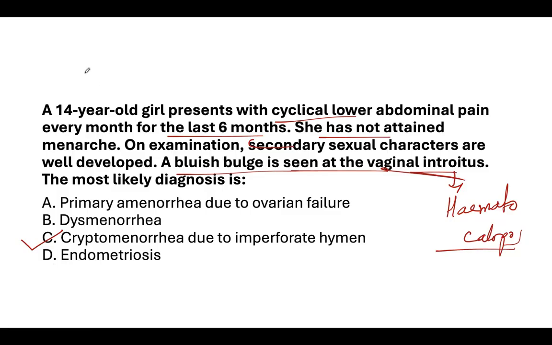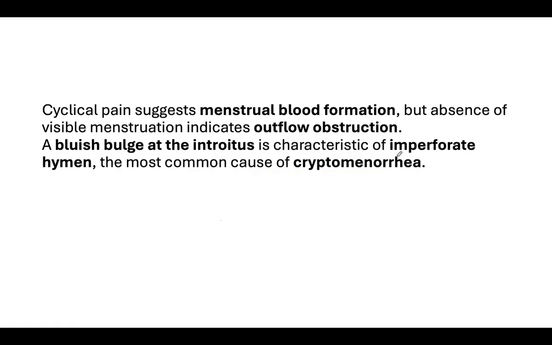Okay. So remember, this is one of the causes of primary amenorrhoea, the cryptomenorrhoea. One of the rare causes, not a very common cause, but a rare cause of primary amenorrhoea. And here the patient presents with cyclic abdominal pain. All the secondary sexual characters develop, but when you examine the vaginal opening, you will see a bluish tinge, okay, or bulge. So cyclic pain and the bluish bulge in the introitus is characteristic of the imperforate hymen.